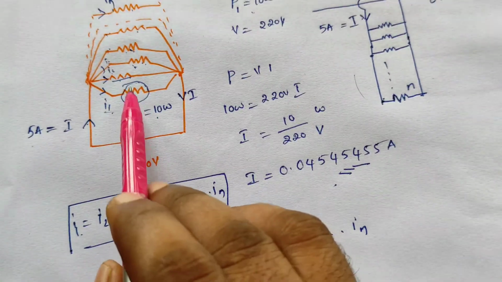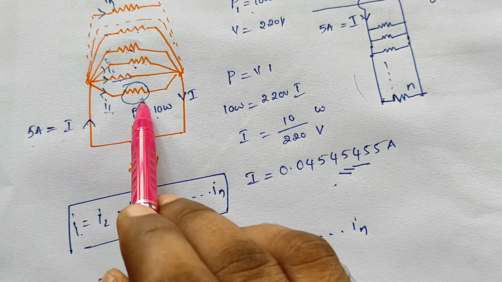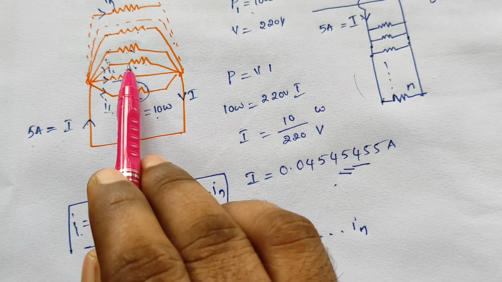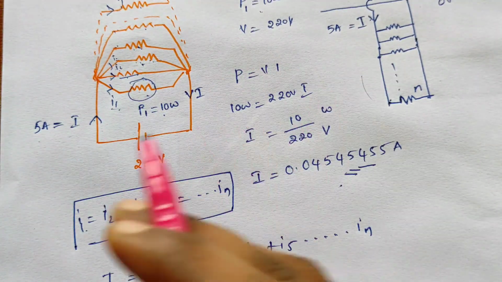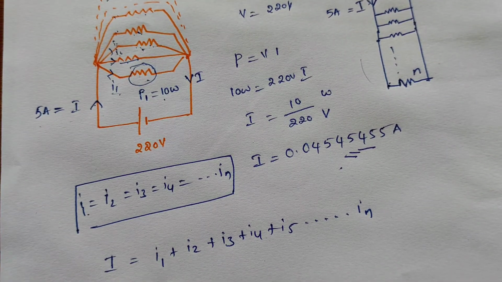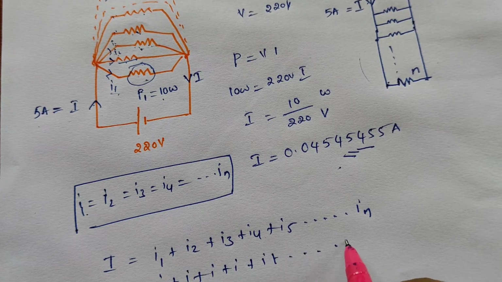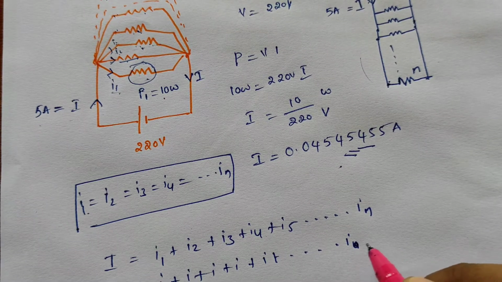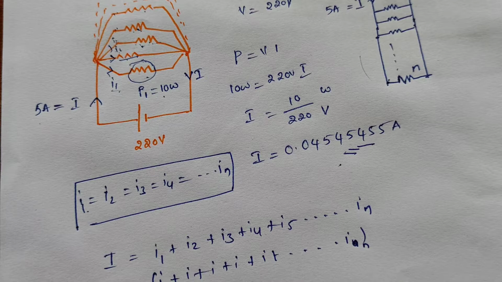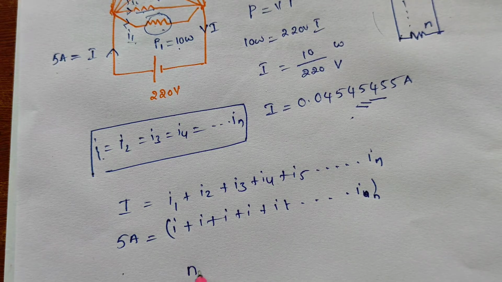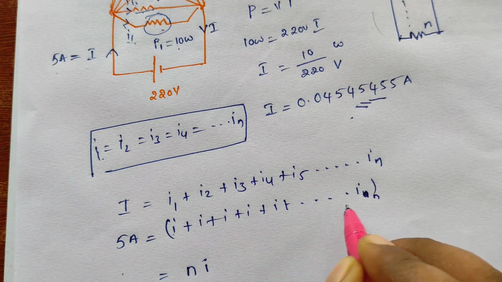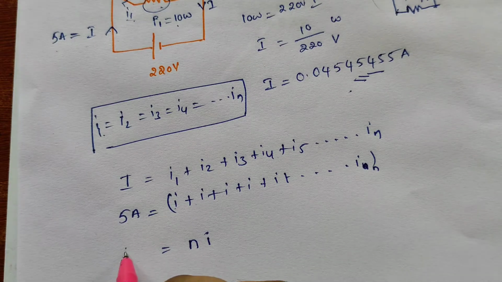Here we can see all are the same resistors only. So whatever current this one needed, the same current this one also will get, like that. Current will be equally divided for all the resistors. So I1 is equal to I2, the same. So I plus I plus I plus I plus I and so on to IN. This one is also I only, but n times. How many I's? N I's, where n is 1, 2, 3, 4 and so on to n. So N times I is equal to 5 amperes.